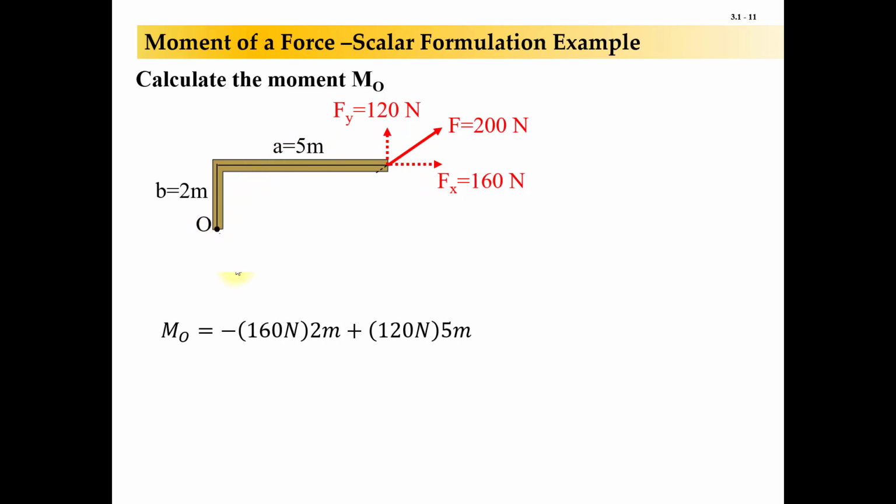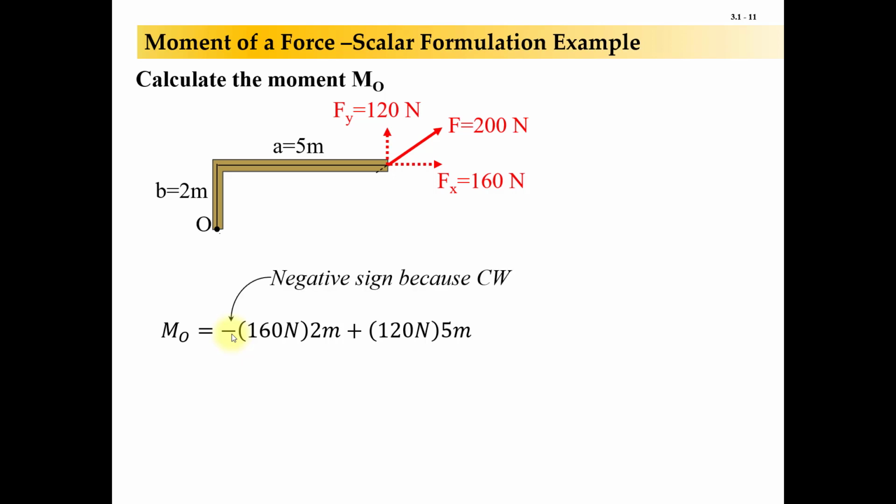And now we don't need to find this distance d anymore, because we just know the perpendicular distances. So the 160, its perpendicular distance is 2 meters. So x forces, in 2D, are usually going to have y distances, and y forces are going to have x distances. And you'll see why when we get into the vector formulation, because it all comes out of this cross product, but I'm getting ahead of myself. We do this math here.